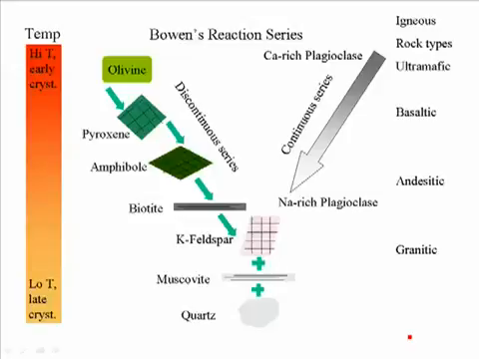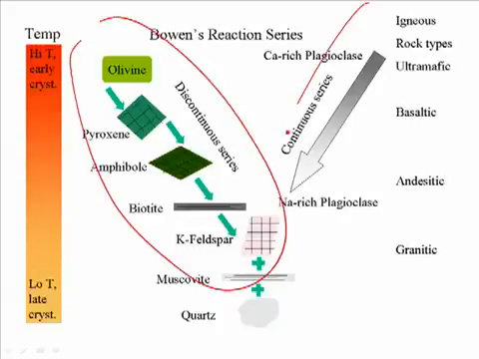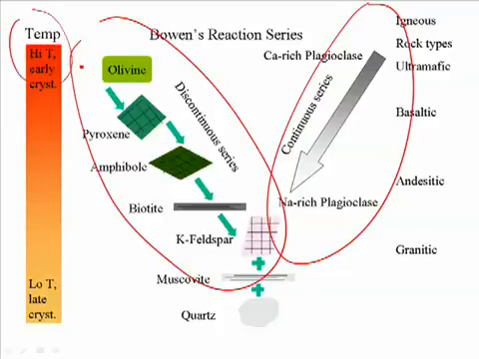Now, you can see that it actually has two parts to it. There is the discontinuous series on the left and the continuous series on the right. In the discontinuous series, at a very high temperature, the first mineral to form is olivine.